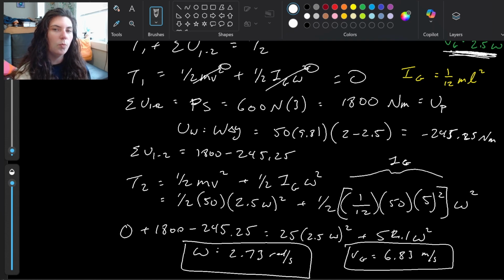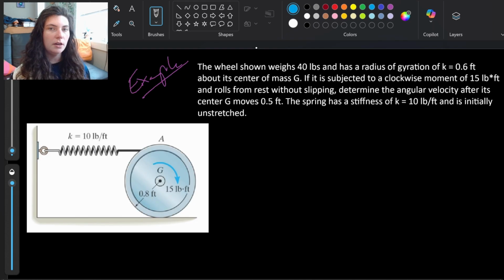Go ahead and take a look at one more example. All right, so for our last problem, we're back to another wheel example, but we'll notice that this time we're not rotating around a fixed axis, we're rolling along the ground here. Okay, so we're attached to a spring, and then we have this wheel shown that weighs 40 pounds and has a radius of gyration of k equals 0.6 feet about its center of mass g.